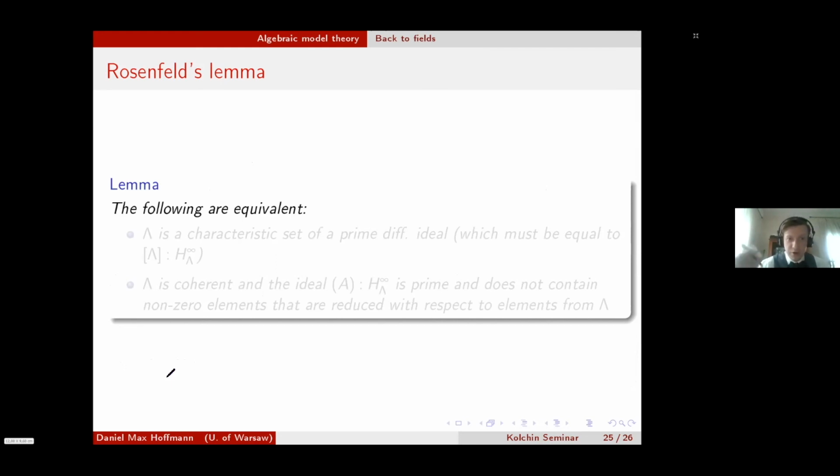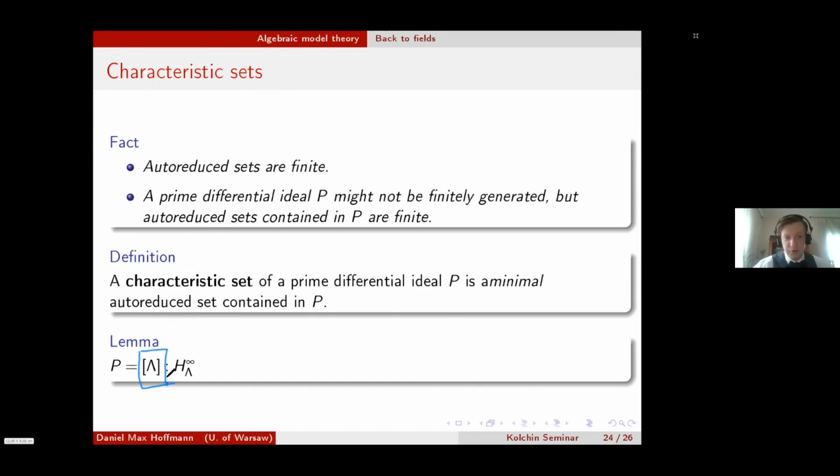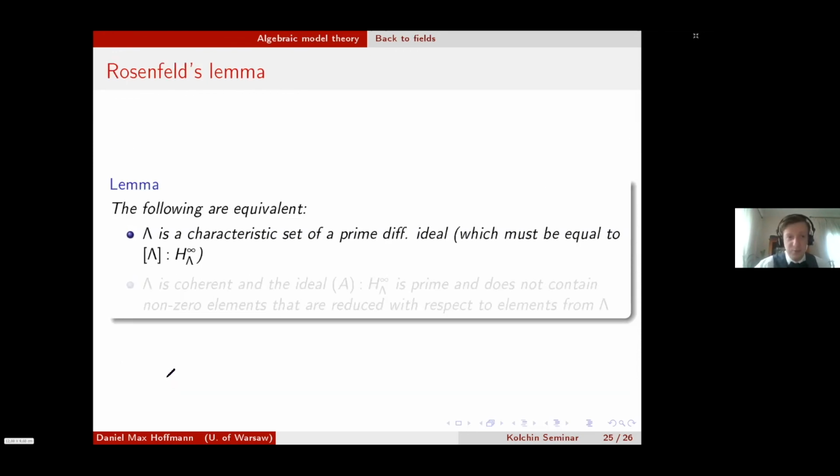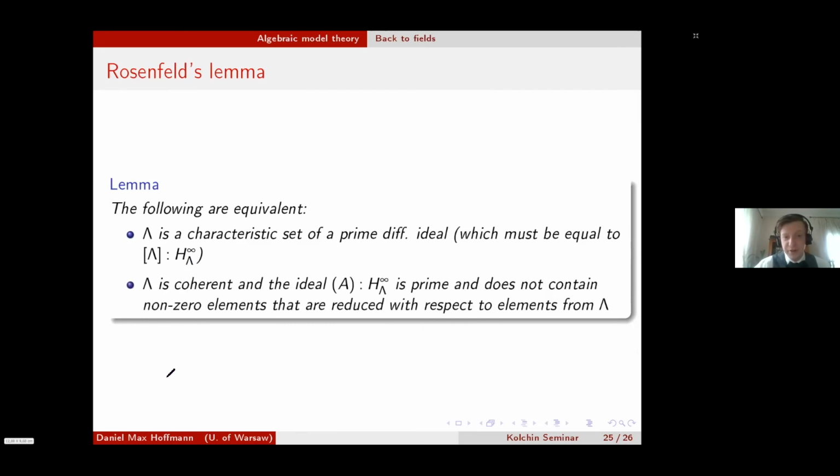Okay, so here Rosenfeld's lemma helps us. The following are equivalent. Lambda is a characteristic set of a prime differential ideal, and then it will be equal by the previous thing to this quotient, right? If and only if lambda is coherent and the ideal, and now we have an algebraic ideal, right? So without derivations, is prime and doesn't contain non-zero elements that are reduced with respect to elements from lambda.